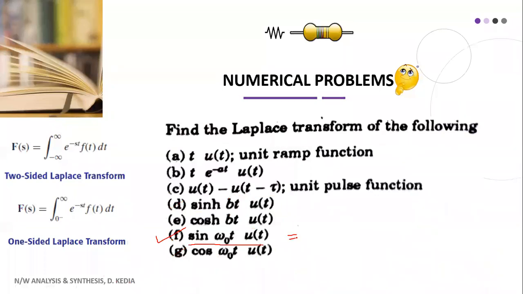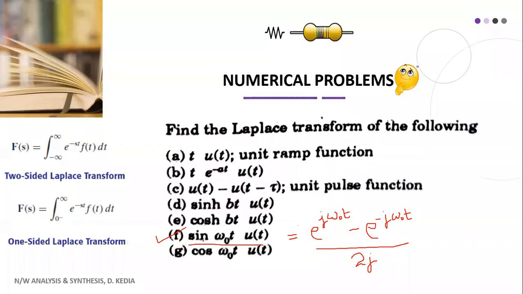Your simple sine is represented exponentially like this. It will be e raised to power j omega naught t, where j is the complex number, minus e raised to power minus j omega naught t, divided by 2j. You can call it j or iota, one and the same thing. This result you must have studied in your mathematics as well.